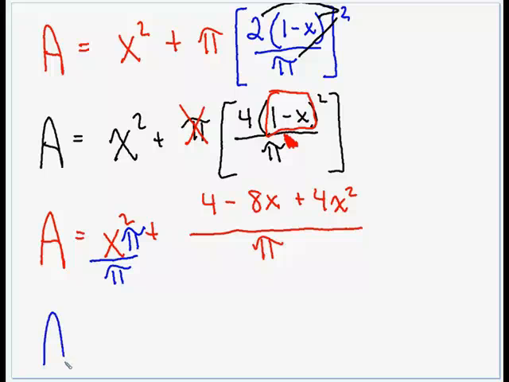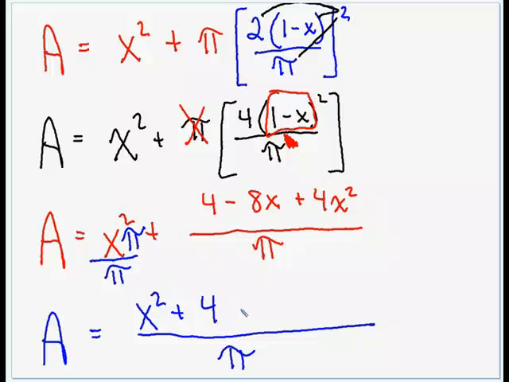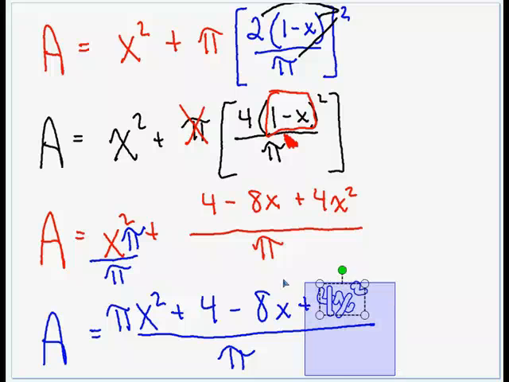And yeah, we'll just work with that for now. So we're going to have everything now over the common denominator pi. And we're going to have x squared plus 4 minus 8x plus 4x squared. And I forgot my pi that went with that x squared. This was pi times x squared. So that is a pi x squared, and we do have a 4x squared. And let me copy that so I can take it to the next page.